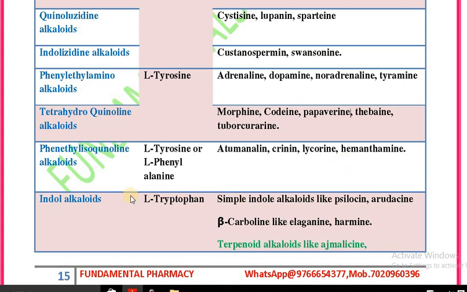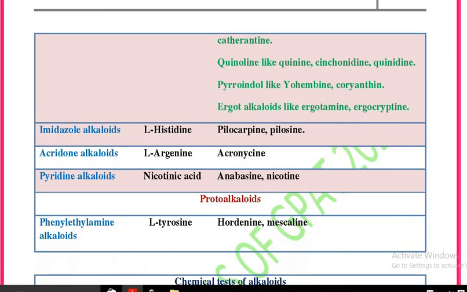So next, one important is indole alkaloids. Indole alkaloids are biosynthesized from the tryptophan amino acid. These are also classified according to simple alkaloids or complex alkaloids, etc. So psilocin, then beta carboline, then harmine. These are examples of indole alkaloids. Terpenoid alkaloids like ajmalicine, then your catharanthine. Okay. These are the types of indole alkaloids.